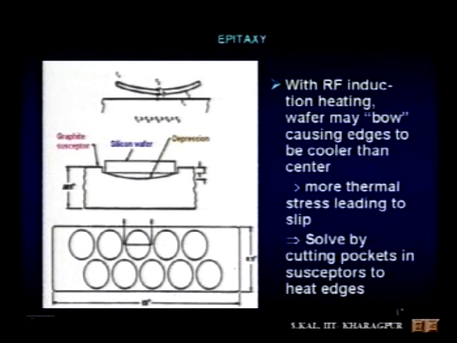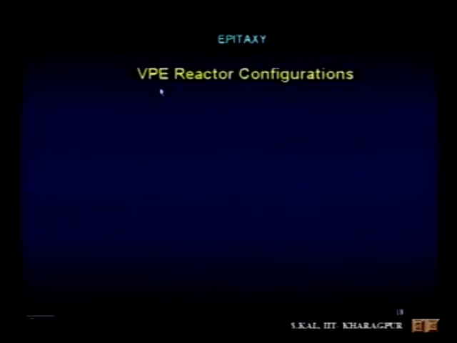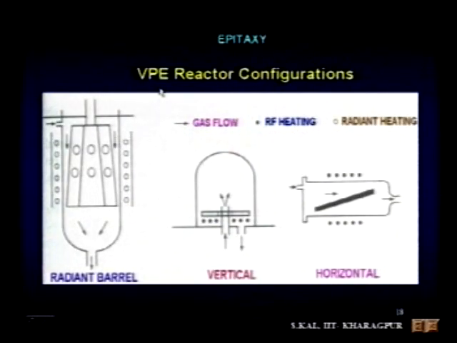Okay. Now the reactor configuration. As I was mentioning in the earlier slide, the susceptors have three configurations: a barrel type, a horizontal type and a pancake type. Similarly, reactor configurations are also of three types. One is known as the horizontal reactor. This is the horizontal one, and there you can use horizontal susceptors, and there the problem is the boundary layer.